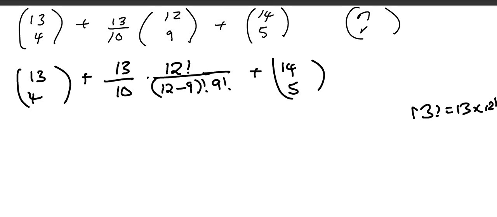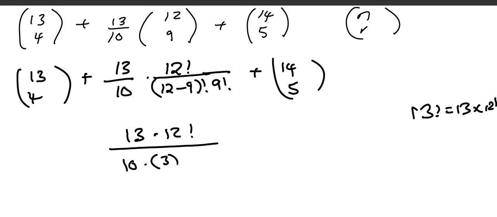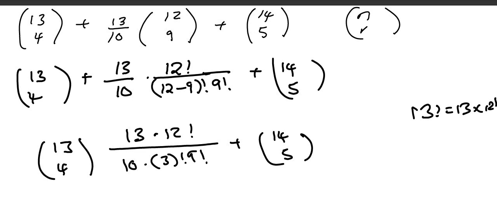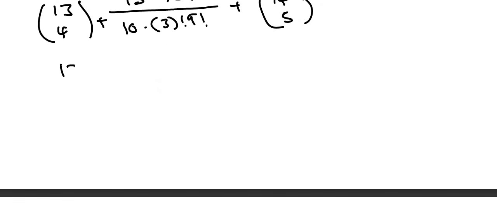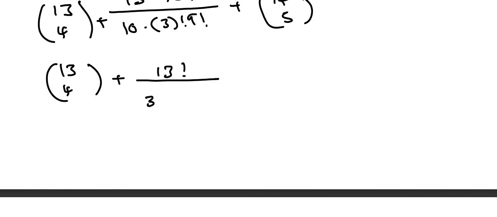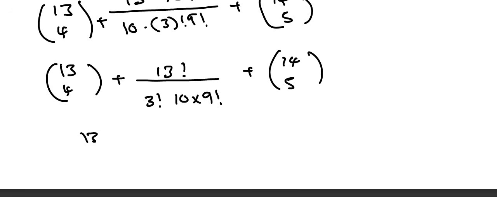So we're going to say we have a 13 multiplying 12 factorial. Down, you have a 10 times your 3 factorial, then a 9 factorial. These are just being carried down like this. We have a 13, then there's a 4 plus. Then here, we're just having a 13 choose 4. This is plus 13 factorial. Then here, we're having a 3 factorial and a 10 times a 9 factorial. I'm just trying to show you how you can be presenting your work.